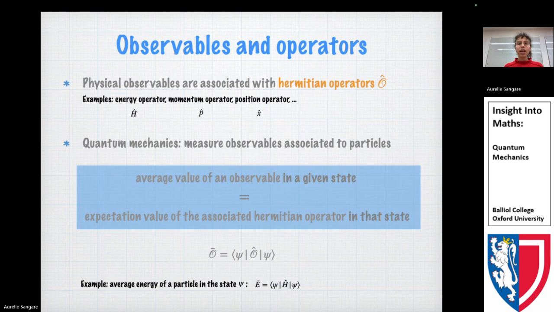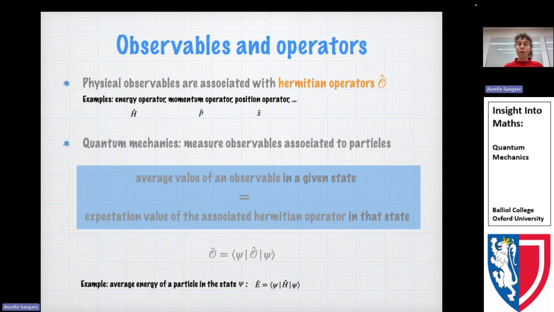And in quantum mechanics, physical observables, such as, remember, energy, position, momentum, are associated with a specific type of linear operators, which we call Hermitian linear operators, or just Hermitian operators. For example, to energy, which is a physical observable, you can associate a Hermitian operator, which we call the Hamiltonian, and which we denote by H hat. So we also call it the Hamiltonian or the energy operator.